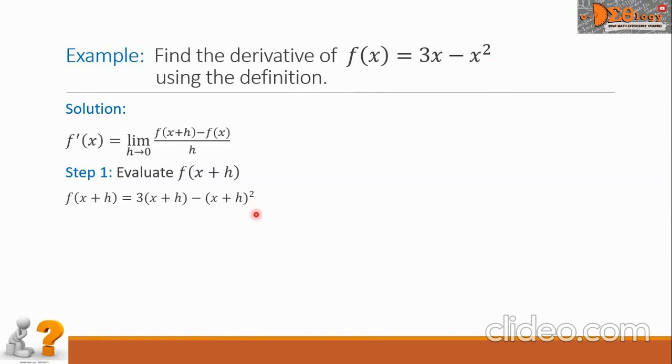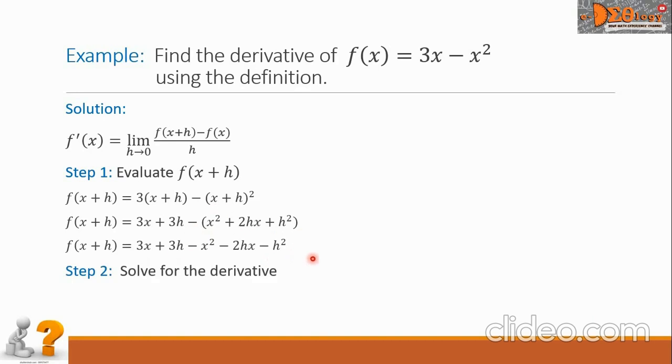Let us simplify, and we have now 3x plus 3h minus, let us expand the square of x plus h into x squared plus 2hx plus h squared. Simplifying further by removing the grouping symbol, considering the negative sign here, and the final answer for step 1 is 3x plus 3h minus x squared minus 2hx minus h squared.